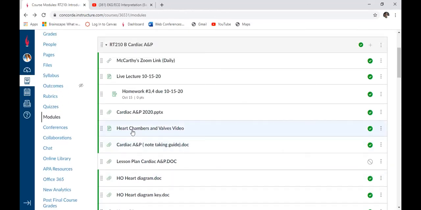Then I also have this heart chamber and valve video, which kind of shows blood going through a heart and the valves and stuff. It's cool. It's not long. I think it's about 3 or 4 minutes. Look at that, and you'll be fine.